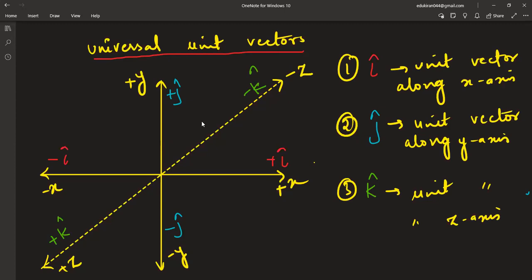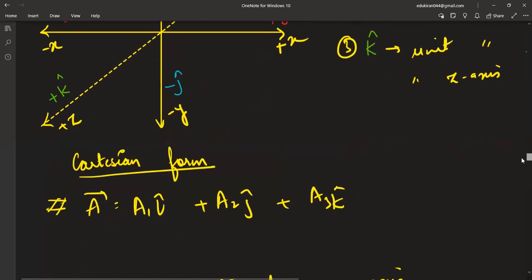So when I say plus j cap, it should immediately come to your mind that I'm talking about the positive y-axis. Minus i cap, negative x-axis. Minus k cap, negative z-axis. K cap, positive z-axis. Plus i cap, positive x-axis. All this should be at your fingertips because this will be used throughout. Vector quantities are so many, they are distributed in your syllabus. Not only in class 11th, in class 12th also you have vector quantities, so there you will require all this.